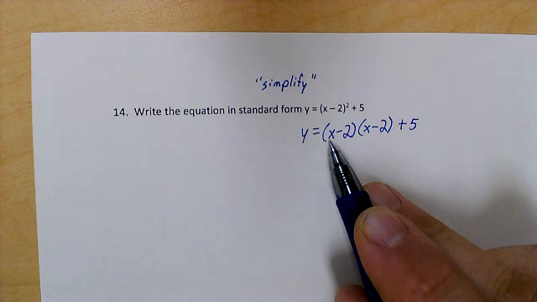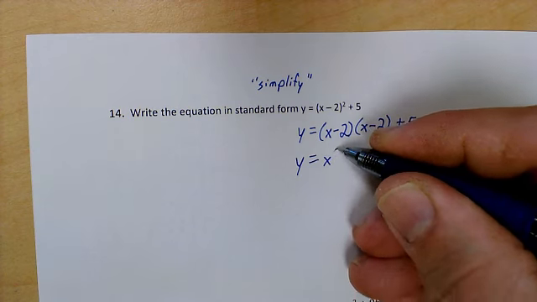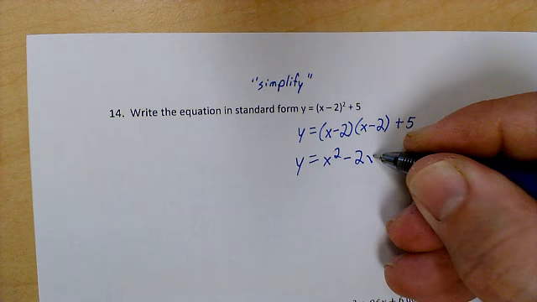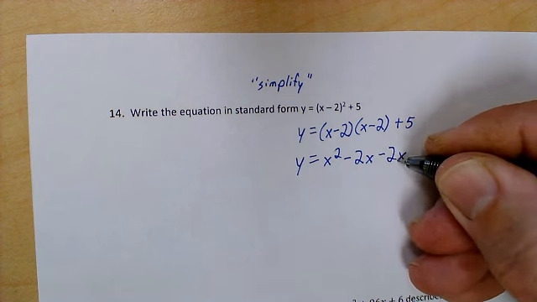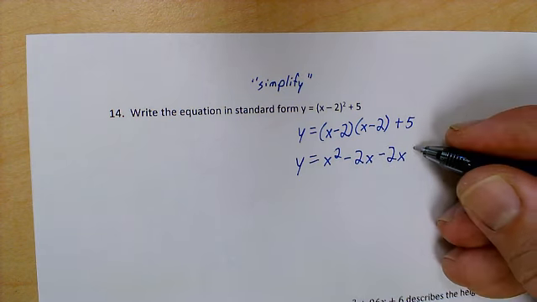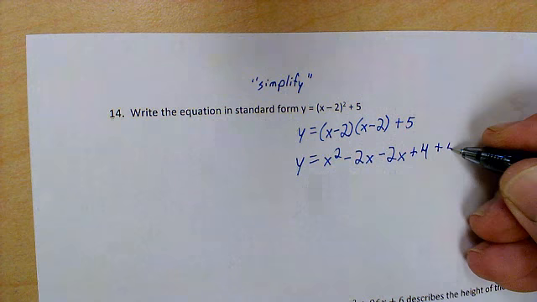So let's go ahead and multiply x minus 2 times x minus 2. X times x is x squared. X times negative 2 is negative 2x. Negative 2 times x, negative 2x. Negative 2 times negative 2, positive 4. All right, now I still have this plus 5 at the end.